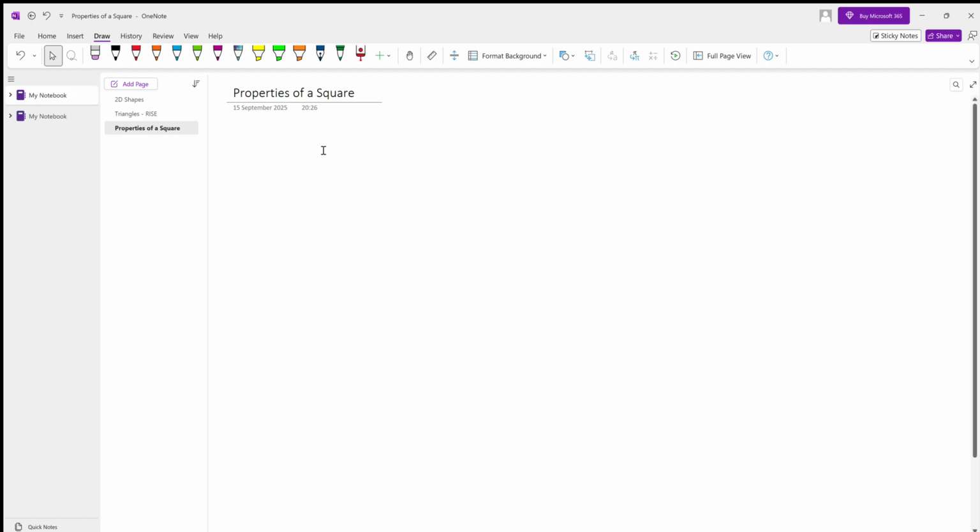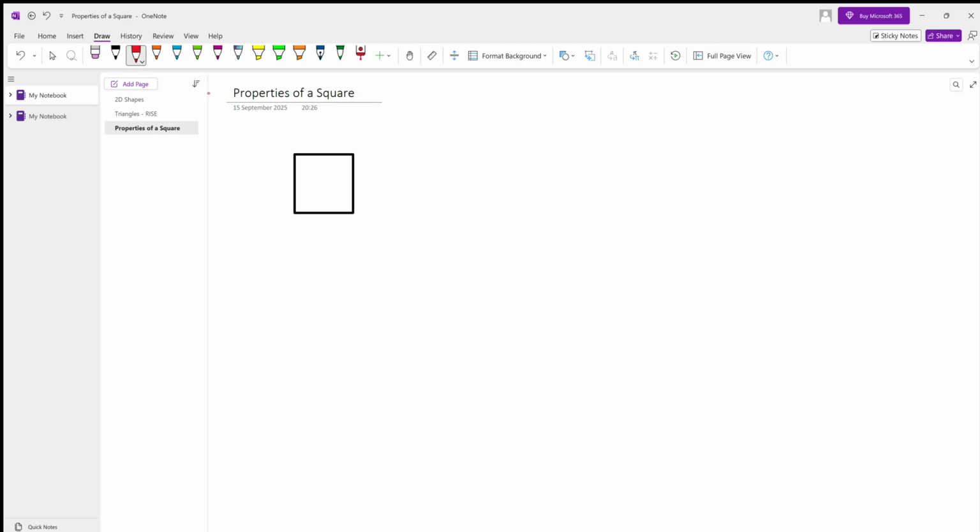Right, what I want you to do in this session is to learn all the properties of a square. So let's have a look. Let's try to make a square out of this. There you go. Right, there's a square.